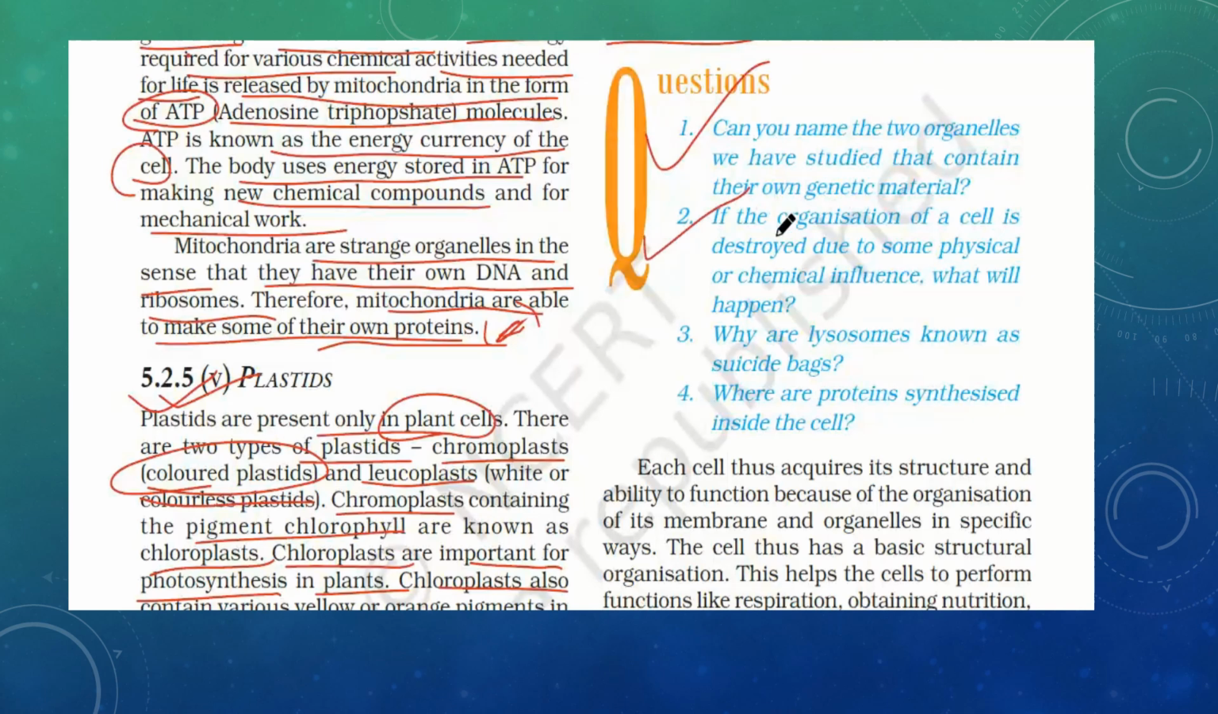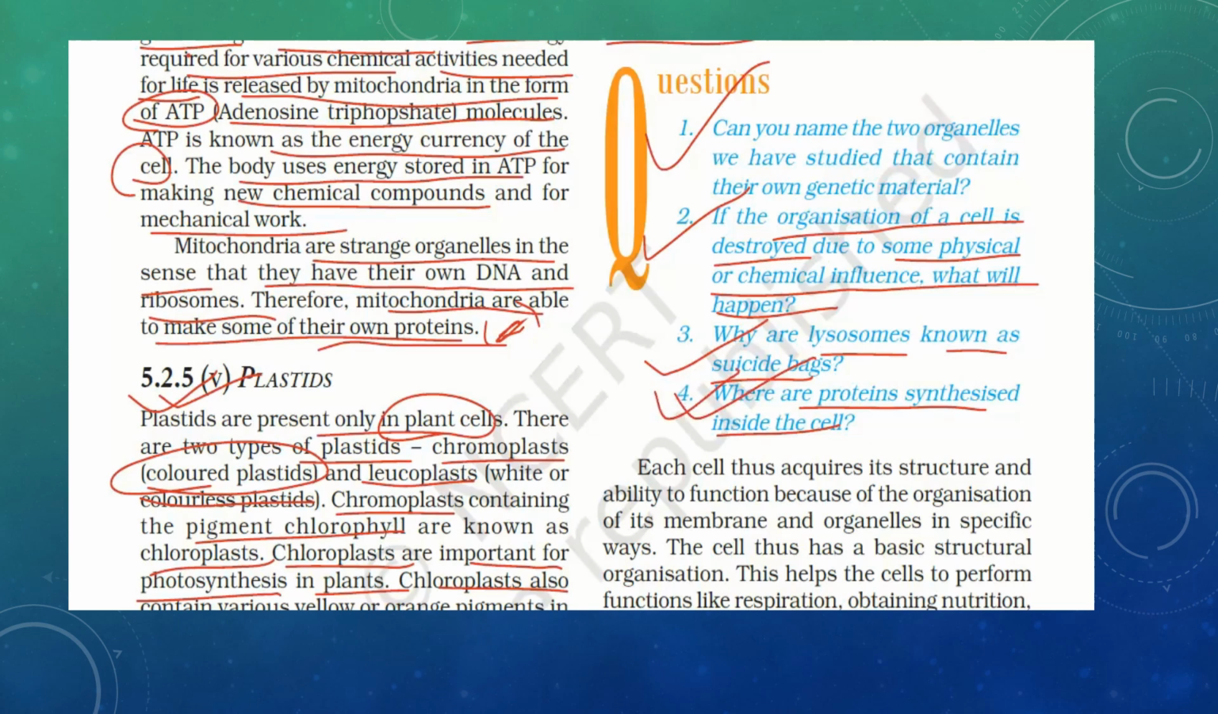Now, if the organization of a cell is destroyed due to some physical or chemical influence, what will happen? We will discuss here the role of lysosomes, the suicide bags. Write the answer giving proper reasons why and how. Why are lysosomes known as suicide bags? That also you will say. What are the proteins synthesized inside the cell? All of this has been discussed above, so please go through that.